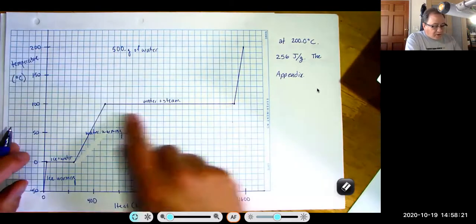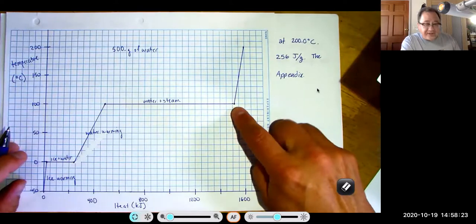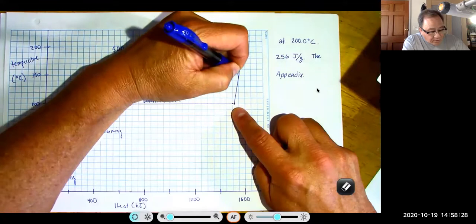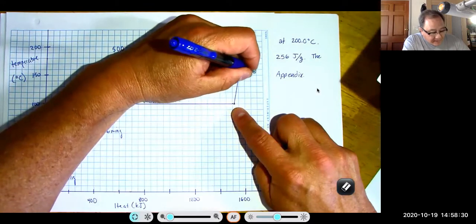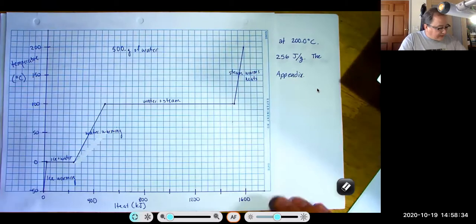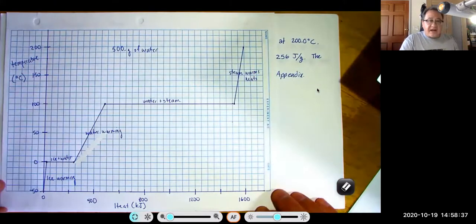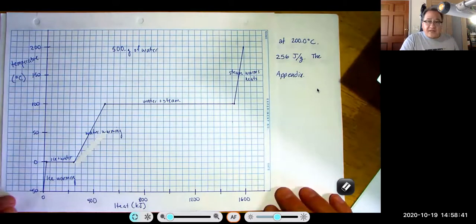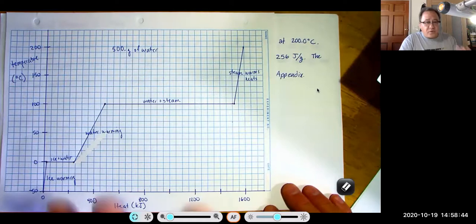Now, once the water has all been turned into steam, what happens to the steam when you continue to add energy? The steam warms, and maybe we want to put heats because it gets super hot. So this is an energy diagram for 500 grams of water. An interesting thing here is that you may have heard that steam burns are really, really bad. And if we take a look at this diagram here and try to understand why, we can actually figure it out.